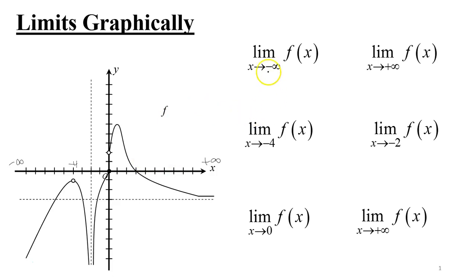So over here, the limits that we need to find are the following. We have the limit when x is approaching negative infinity and positive infinity. We have the limit at -4, the limit at -2, and the limit at 0. I'm not sure why the limit at positive infinity is written twice. But anyway, let's just first look at the limits at negative and positive infinity.